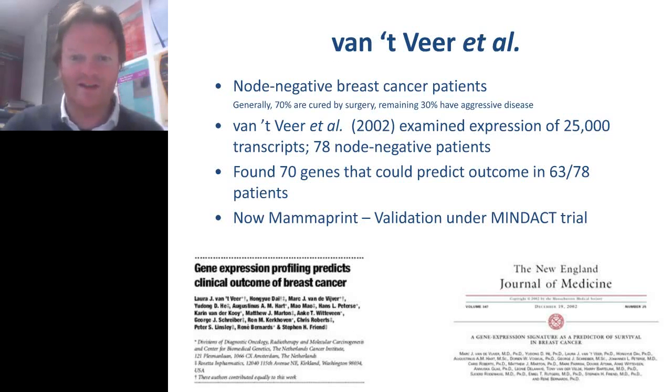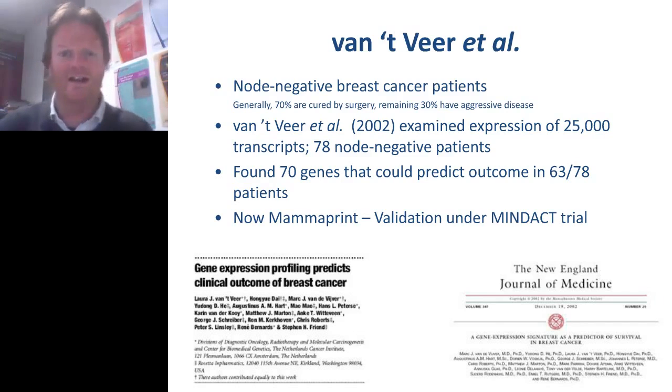And this is certainly something that Laura van 't Veer and colleagues were well aware of back in about 2000 when they set out to examine this exact problem. What Laura and her team did was to look at, in the first instance, 78 node-negative breast cancer patients and profile all of the genes that were differentially expressed in these patients. She published this original paper back in 2000 in Nature, where they described a 70 gene signature that could predict outcome in 63 out of 78 node-negative patients.